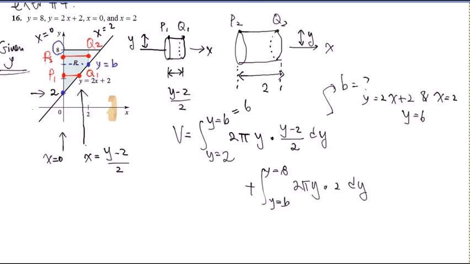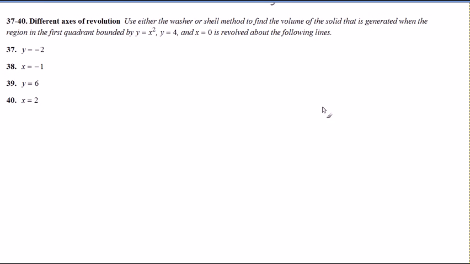The comment makes sense? Yeah. It's not going to be an exercise. We're going to do this together. Different axis of revolution. All right? So use either the washer method or the shell method to find the volume of the solid that is generated when the region in the first quadrant, bounded by these three things: y equals x squared, y equals 4, and x equals 0, is revolved about the following lines. But we're going to use the cylindrical method. We're going to stick to the cylindrical method today.